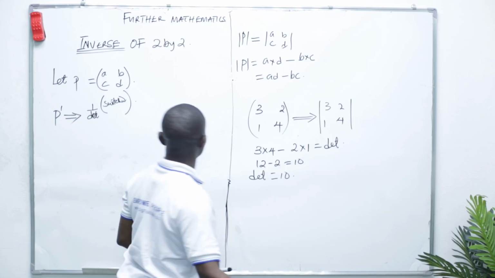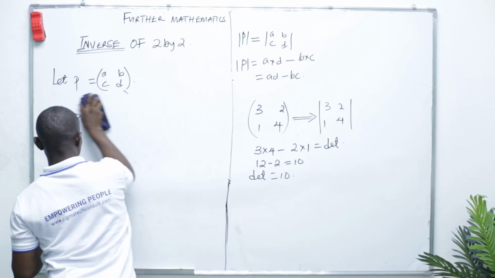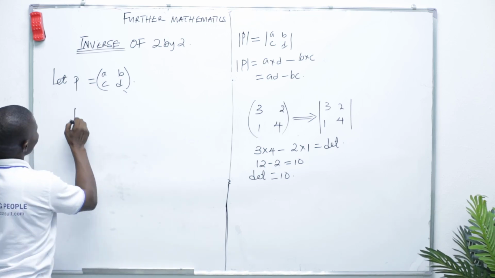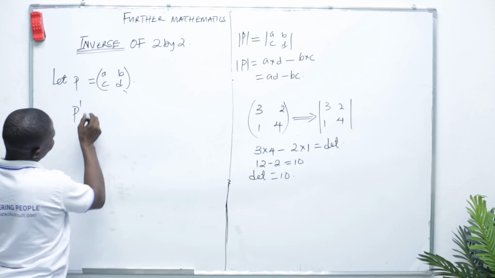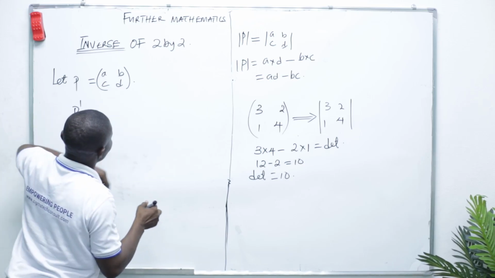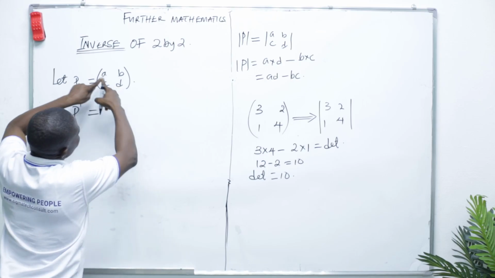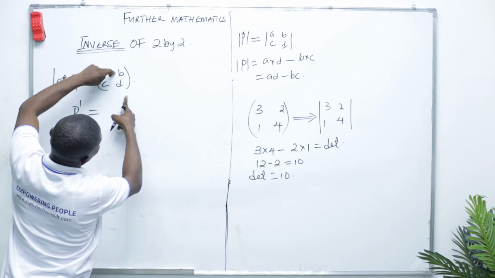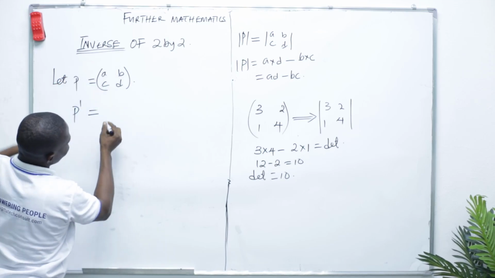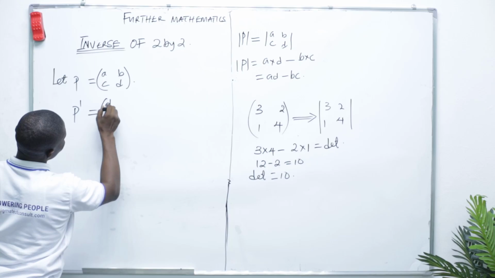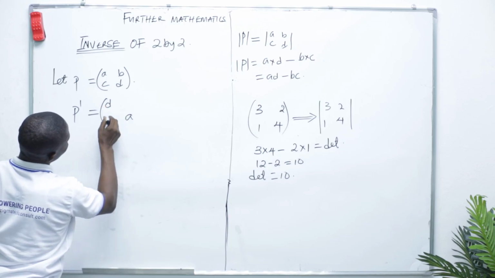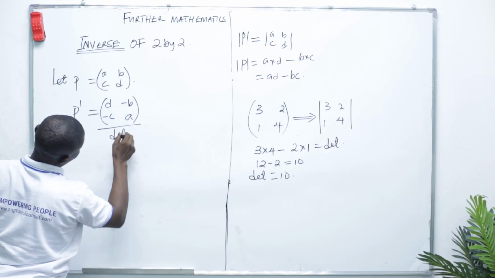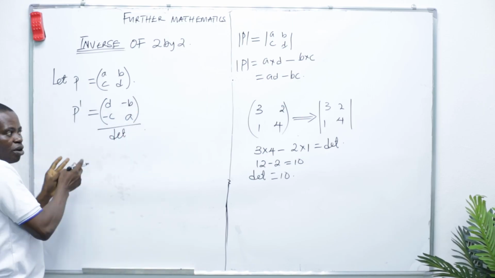Now let me show you the inverse, both the alphabetical one and the numerical one. Recall that P inverse equals, look at what happened here now. D will take the position of A, A will take the position of D, then you add a minus sign to B, and you add a minus sign to C. D is here, A is here, minus C, minus B, all over the determinant. So this is the inverse of a matrix.